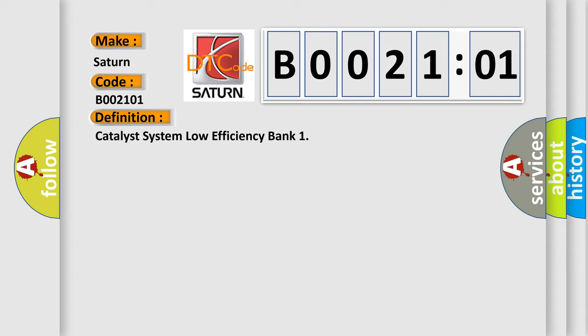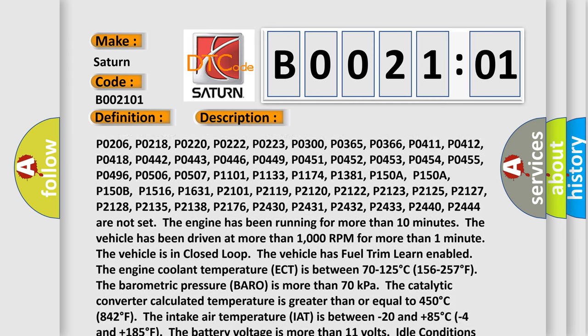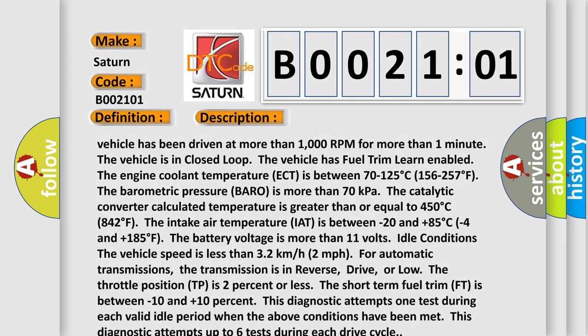Idle conditions. The vehicle speed is less than 3.2 kilometers per hour, 2 miles per hour for automatic transmissions. The transmission is in reverse, drive, or low. The throttle position TP is 2% or less. The short-term fuel trim FT is between minus 10 and plus 10%. This diagnostic attempts one test during each valid idle period. When the above conditions have been met, this diagnostic attempts up to 6 tests during each drive cycle.